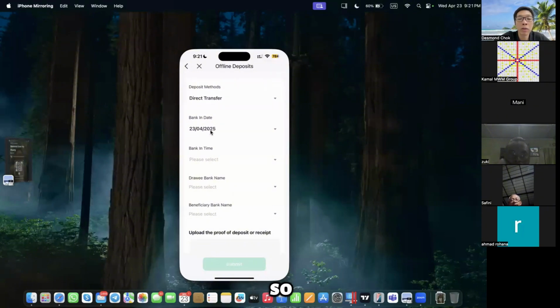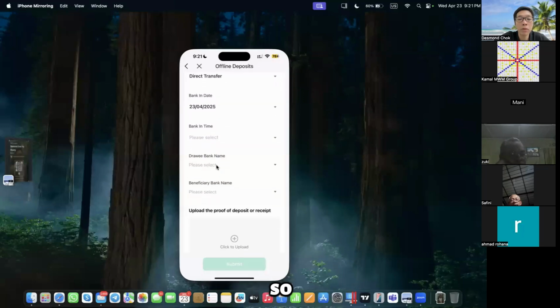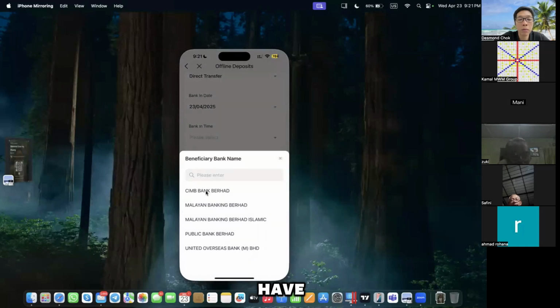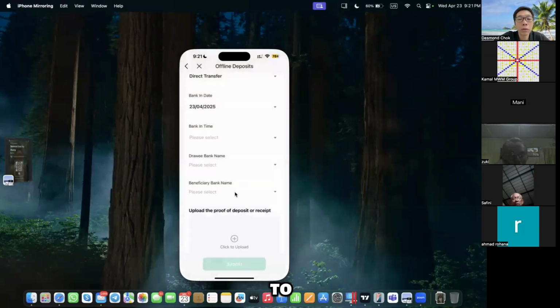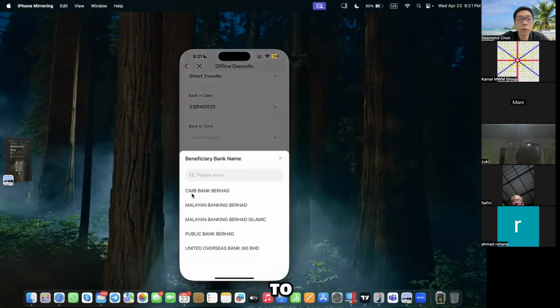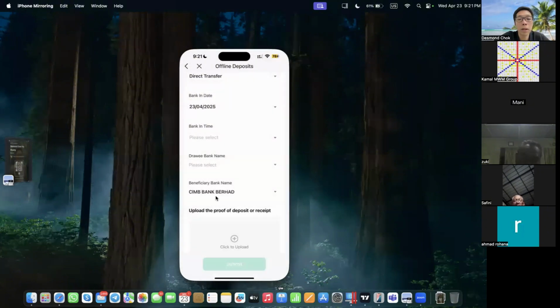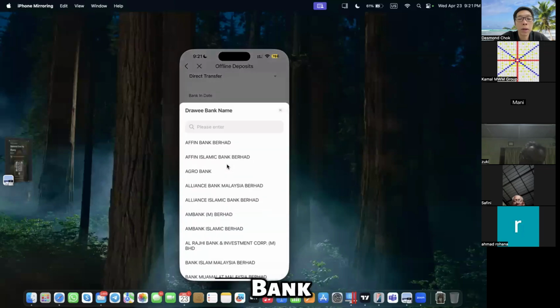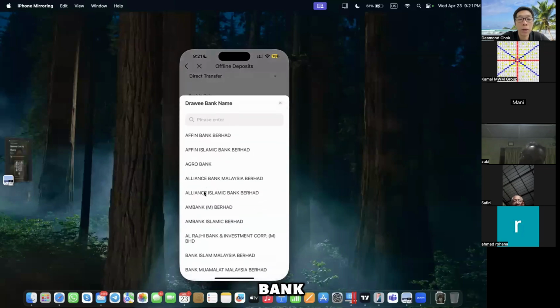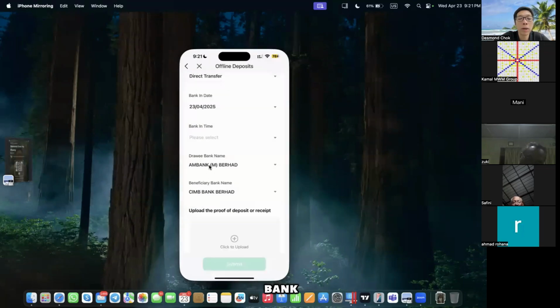Bank in slip. So you need to key in the date, the bank in time, the bank drawee name. So which bank, beneficiary bank. For M Plus there are only 4 banks. So you don't need to worry about knowing what the M Plus account number is. Drawee bank means from your bank. Let's say your bank is M Bank, so you click from M Bank.